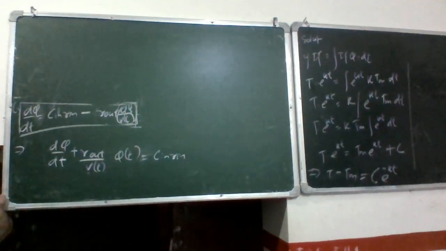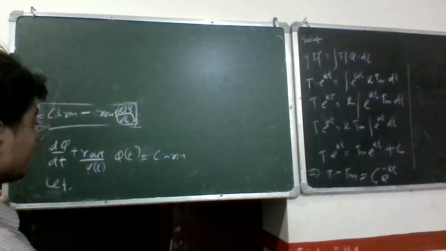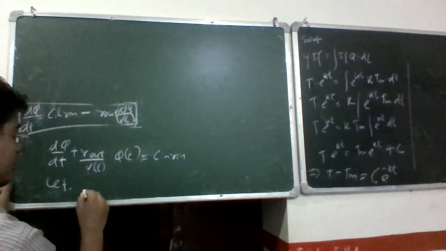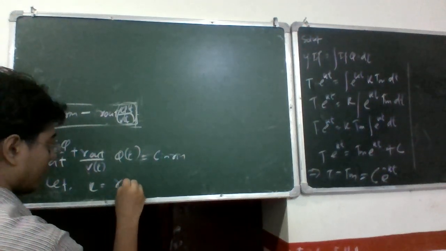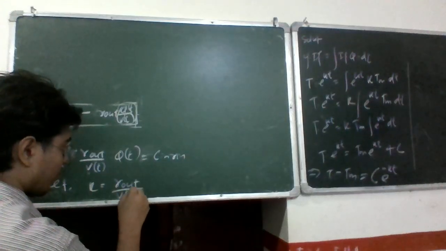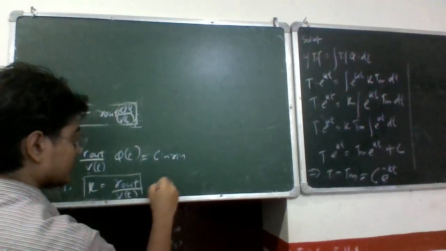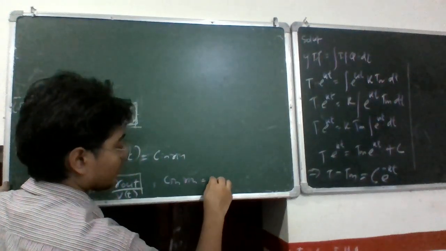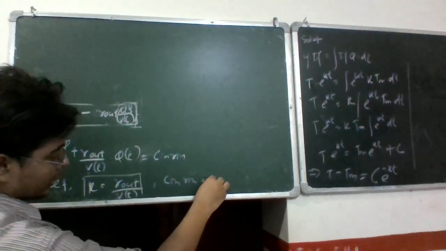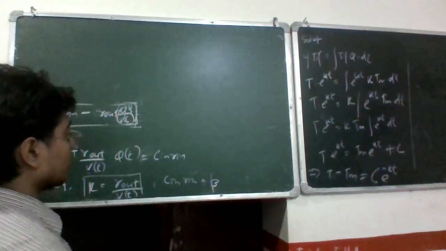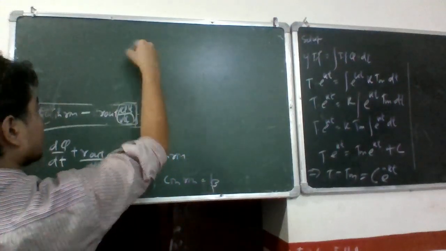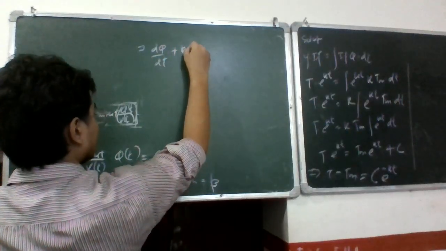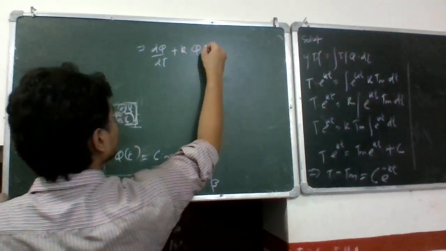Now just to be clear and to not get ambiguous about these things, let's suppose K equals R out by Vt and C in R in to be, maybe what? Beta? What do you think I should call it? Yeah, let's suppose this to be beta. If I say so, then I would get dq by dt plus k times q is equal to beta.